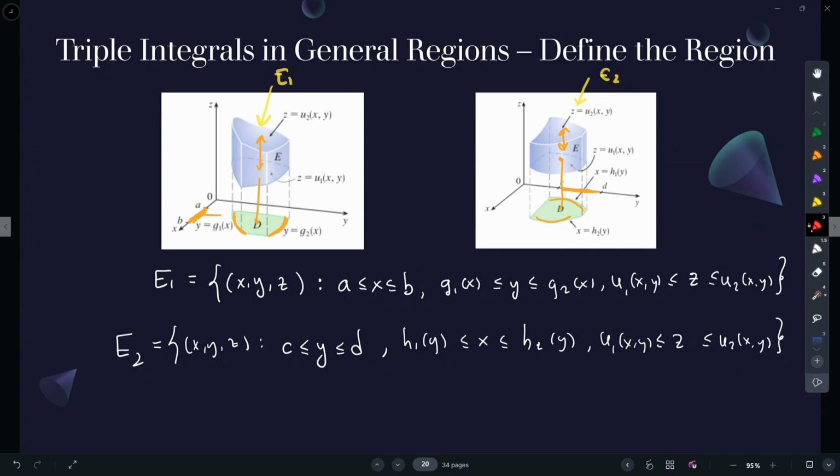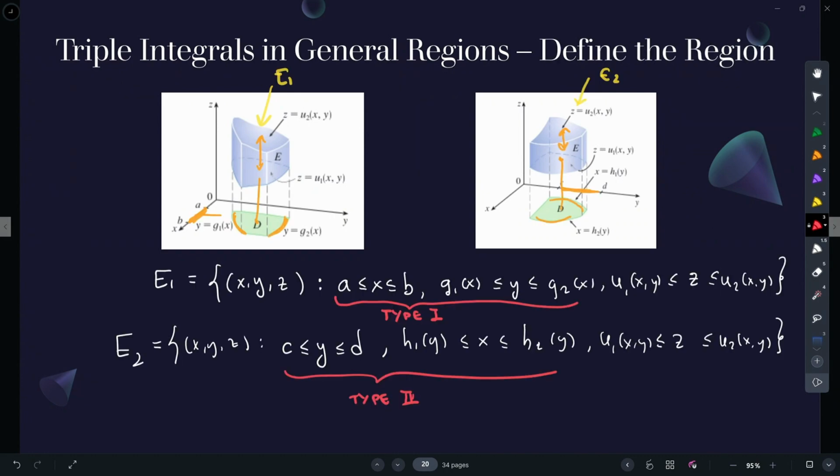Notice that this setup is what we called a type 1 integral when we were doing double integrals. And this setup is what we called a type 2 when we were doing double integrals. Well, it turns out that this setup where the region is in the xy plane is what we're going to call type 1 regions in triple integrals. And then if the region is in the yz plane or the region is in the xz plane, those will be type 2 and type 3 regions.